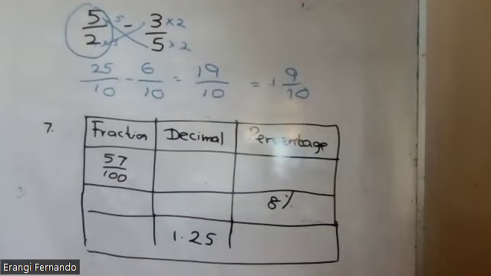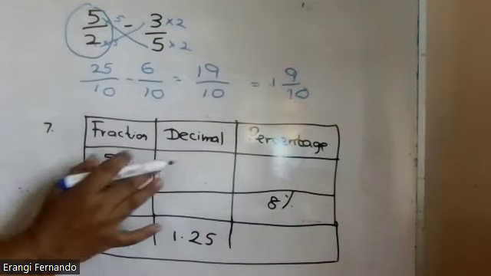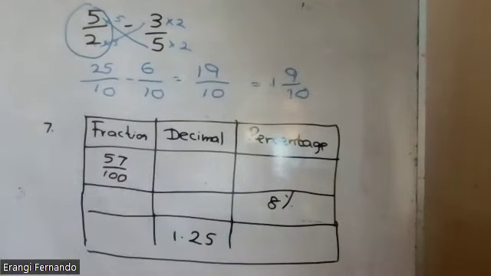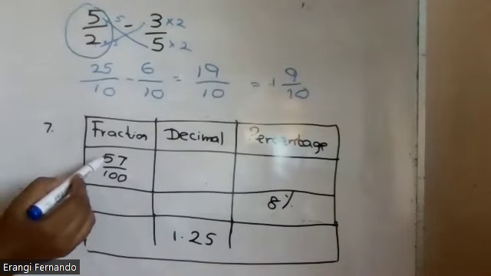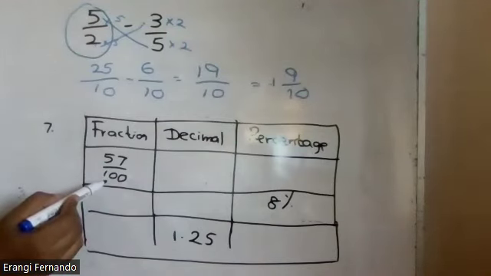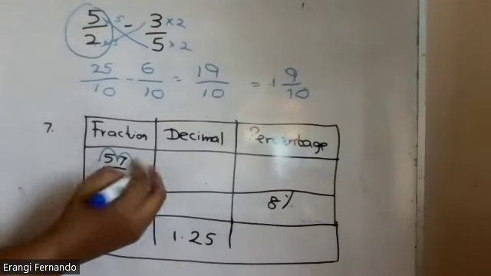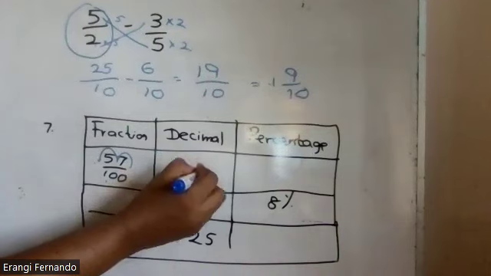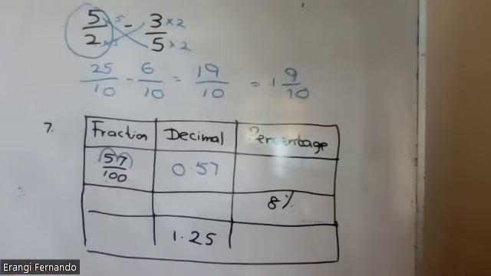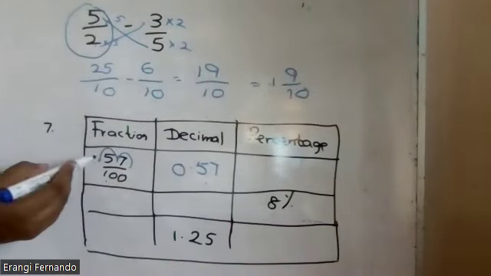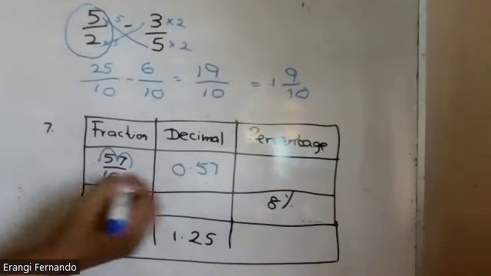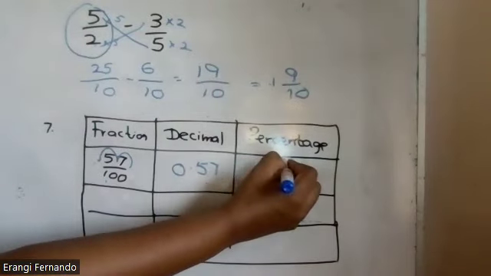Next question number 7. You have to copy this table and you have to convert it. So you have to convert it into fraction, decimal, and percentage. Okay. So 57 over 100, when you convert into decimal, means you have to move 2 decimal places to the left. The answer 0.57. So as a percentage, 57 over 100 means 57%.